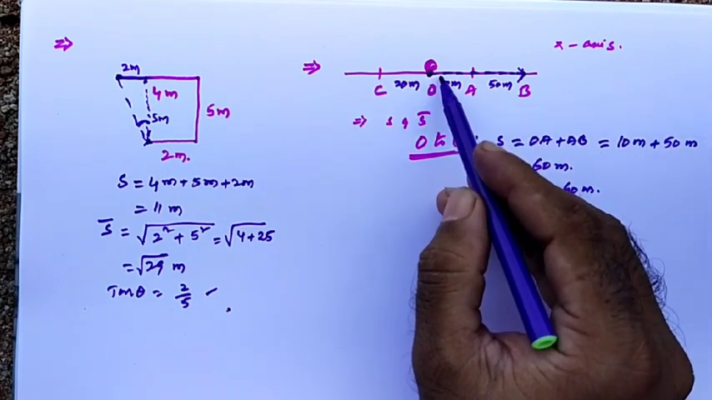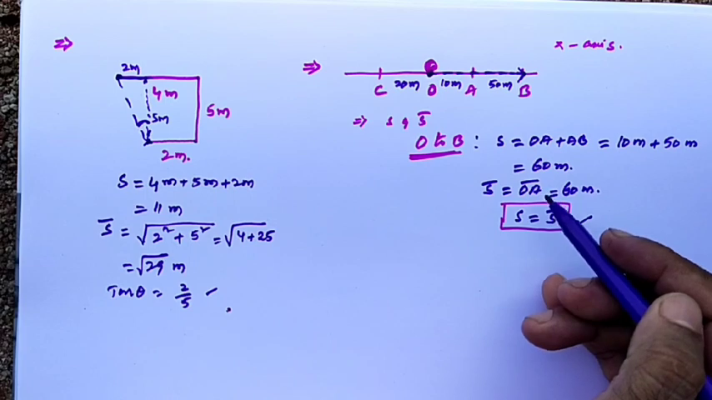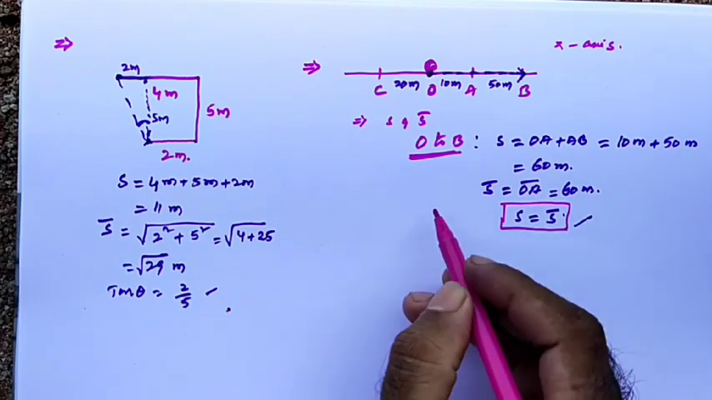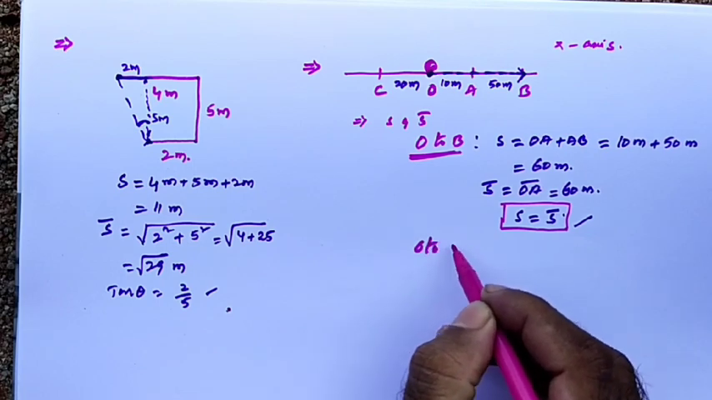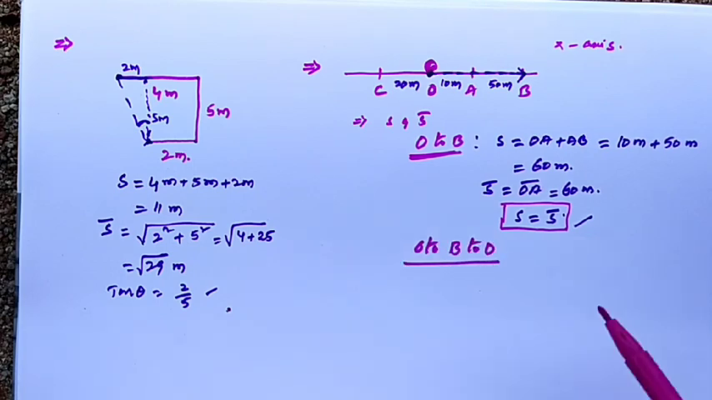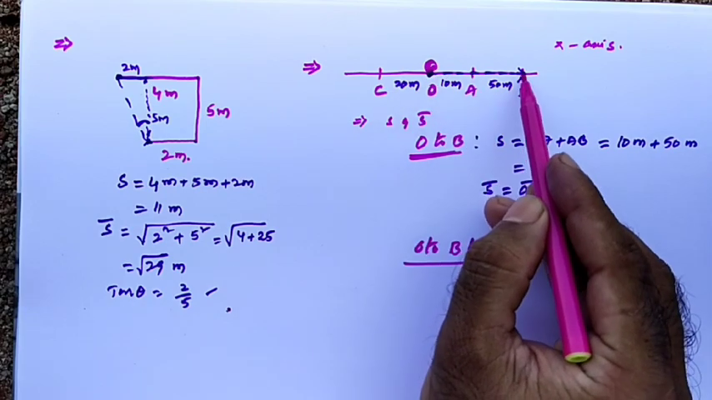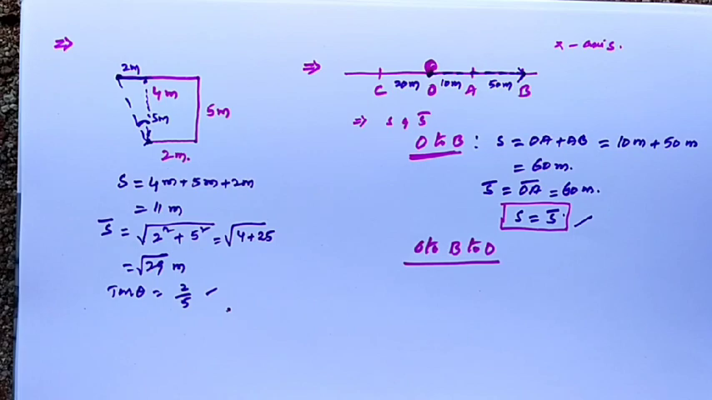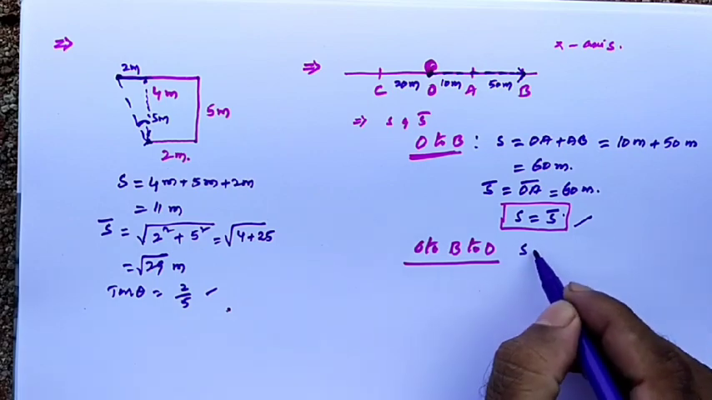It never returns, then the distance and displacement are equal. Understood? Now coming to the next, let us see O to B to O again. It moves from O to B and then B to O it has returned. Now let us see what is the distance in this case.